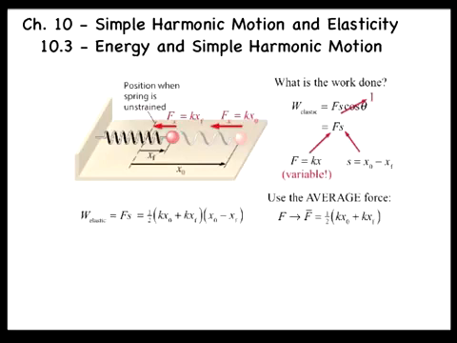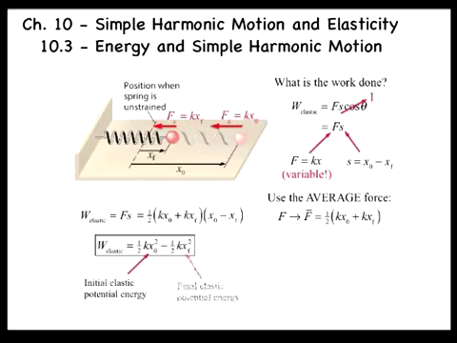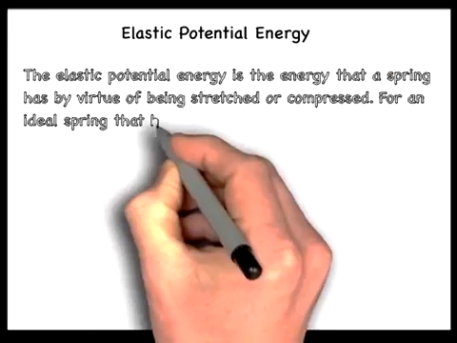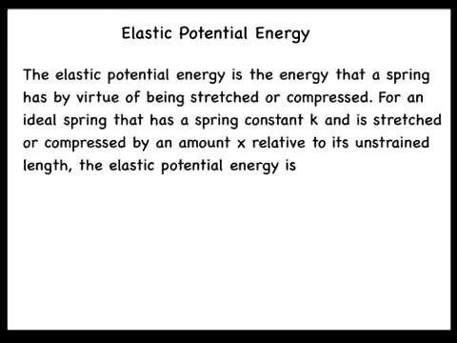Multiplying this out and rearranging, we have W elastic equals 1/2 kx0 squared minus 1/2 kx final squared, where the first term is the initial elastic potential energy and the second term is the final elastic potential energy. The elastic potential energy is the energy that a spring has by virtue of being stretched or compressed. For an ideal spring that has a spring constant k and is stretched by an amount x relative to its unstrained length, the elastic potential energy is 1/2 kx squared.